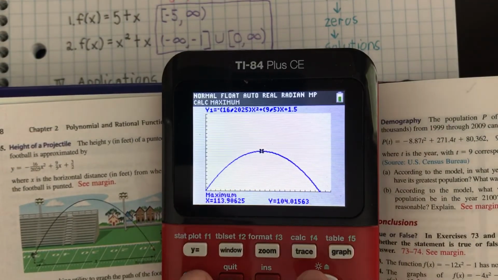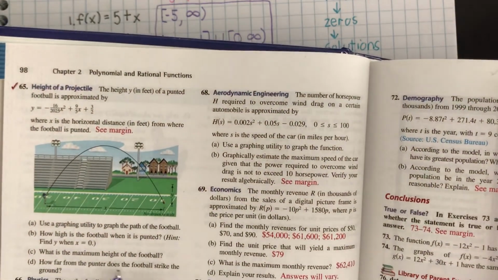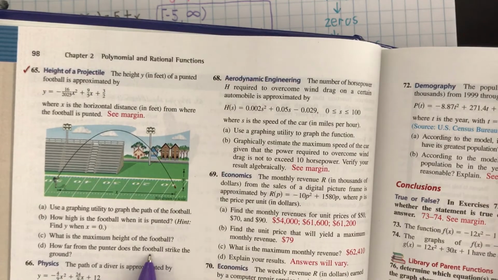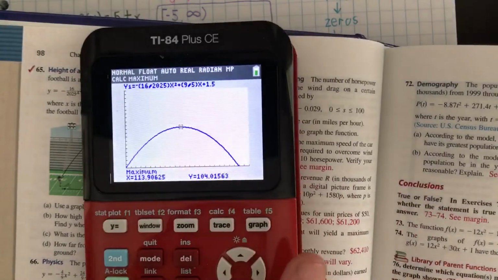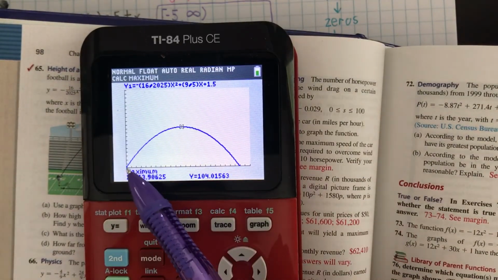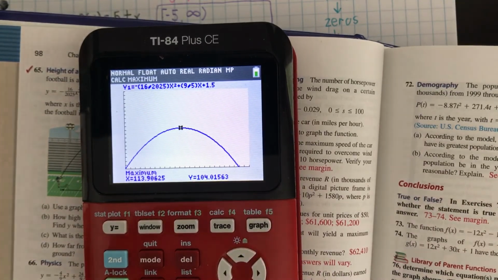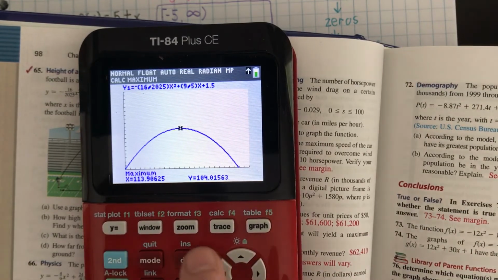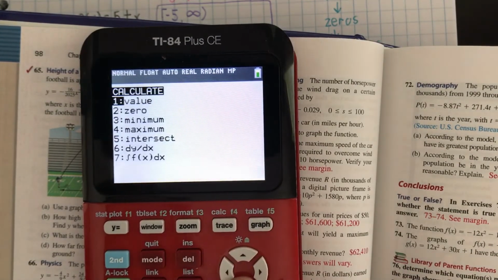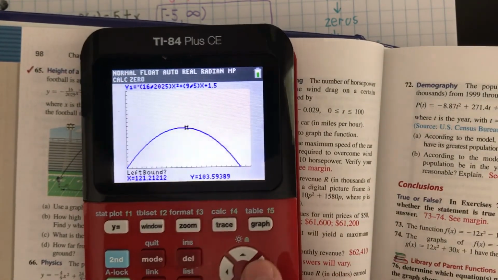So that's C, 104.016 feet. That's my local max via the calculator. So that was part C. Now part D. How far from the punter does the football strike the ground? So in that case, we're trying to find this x-intercept here. So second trace, you could call it a 0, so that's what we're going to find, the 0.